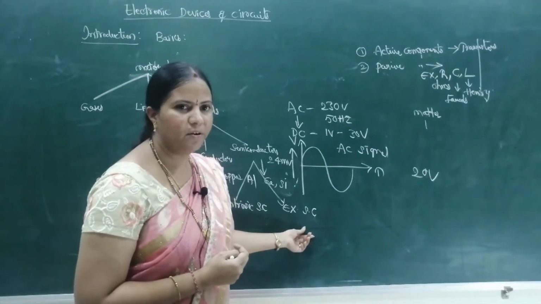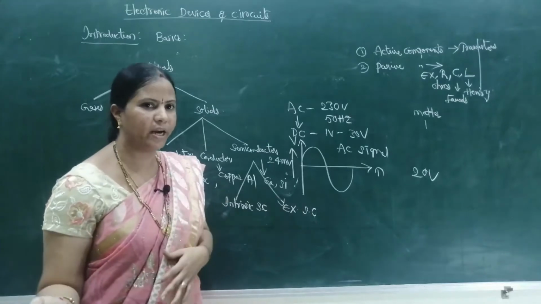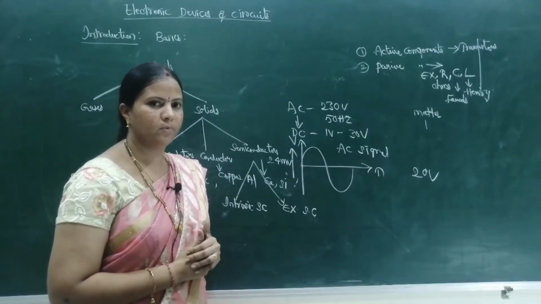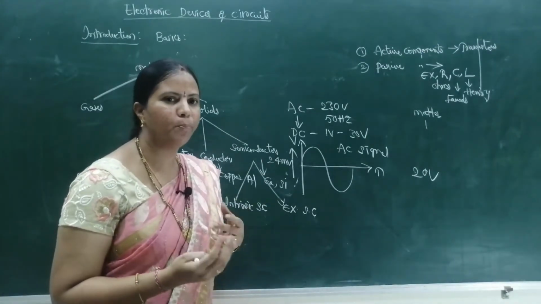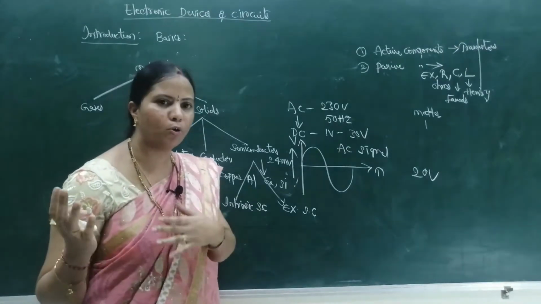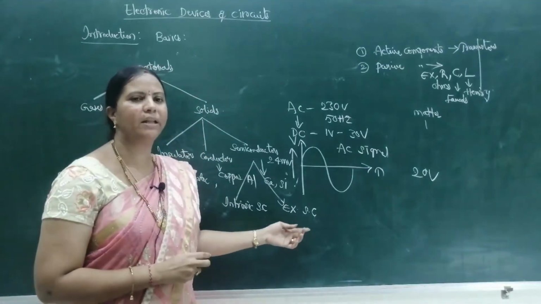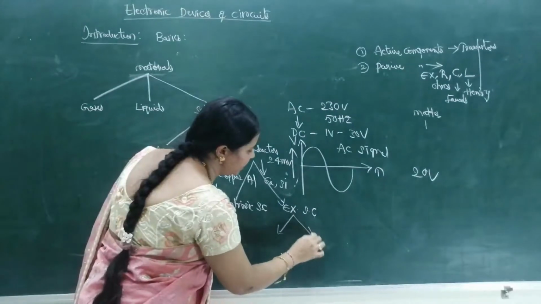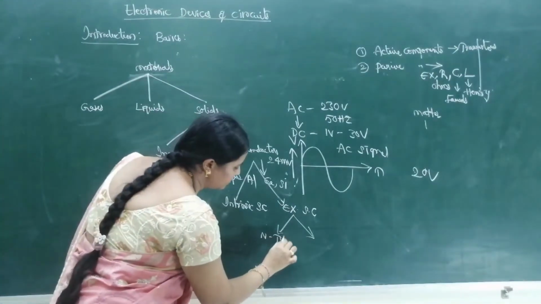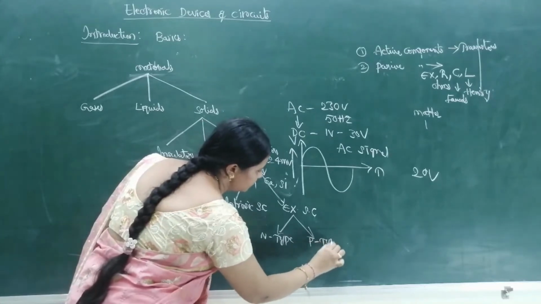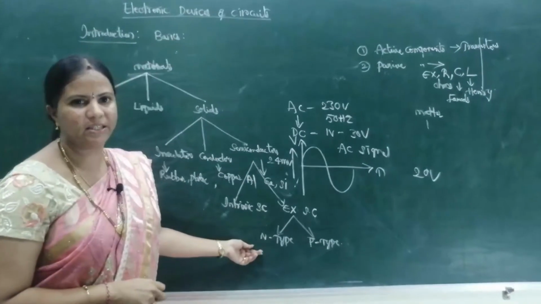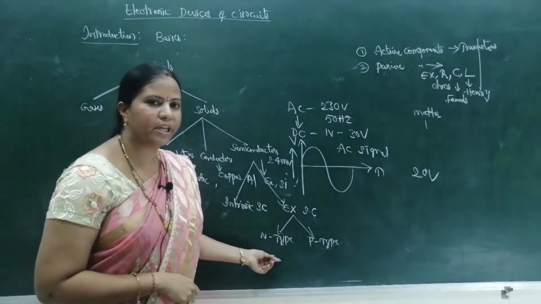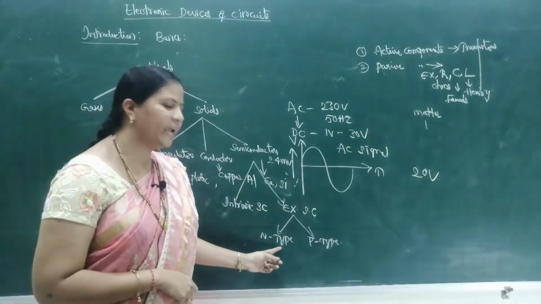Extrinsic semiconductors mean when we are adding impurities from the outside to the pure semiconductor. This is nothing but doping. Dinne doping anta. And again extrinsic semiconductors are divided into two types: N-type semiconductors and P-type semiconductors. N-type semiconductor is nothing but adding of pentavalent impurities to the pure semiconductor.